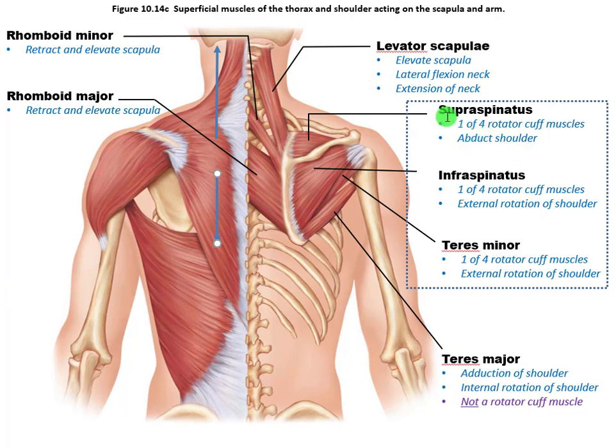The other rotator cuff muscles are supraspinatus, infraspinatus, and teres minor. So supraspinatus will abduct the shoulder, infraspinatus externally rotates, and teres minor also externally rotates.